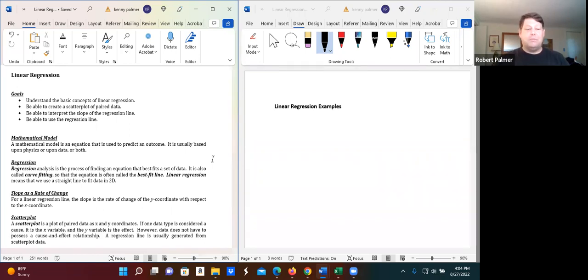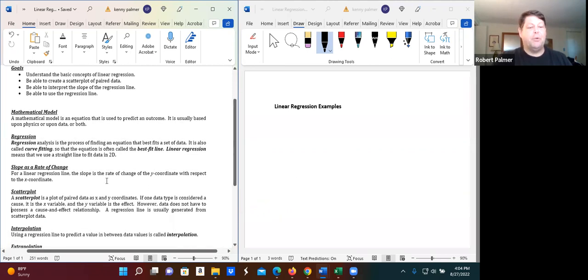And linear regression means when we're going to use a straight line to fit data in 2 dimensions. You can also have linear regression in higher dimensions. Here we're going to focus on 2 dimensions. Now, with a line, and we've discussed straight lines before, the slope of a line is the rate of change.